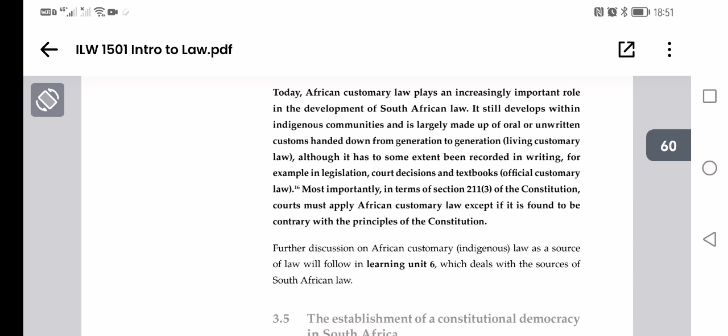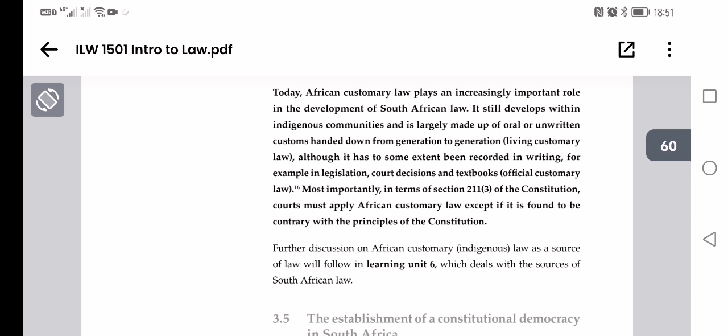Today, African customary law plays an increasingly important role in the development of South African law. It still develops within the indigenous communities and is largely made up of oral or unwritten customs handed down from generation to generation, known as living customary law. Although it has to some extent been recorded in writing, for example in legislation, court decisions, and textbooks, this is official customary law.